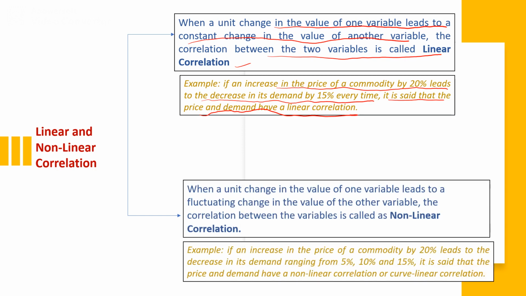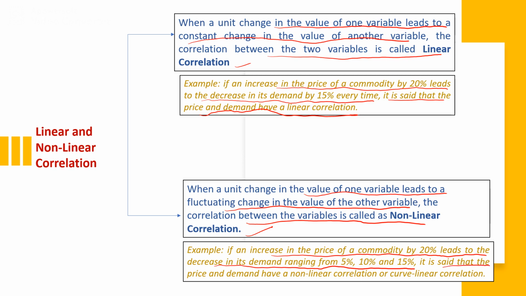Now, when a unit change in the value of one variable leads to a fluctuating change in the value of the other variable, the correlation between the variables is called non-linear correlation. For example, if an increase in the price of a commodity by 20% leads to a decrease in its demand ranging 5, 10, 15, it is said that price and demand have a non-linear or curvilinear correlation.